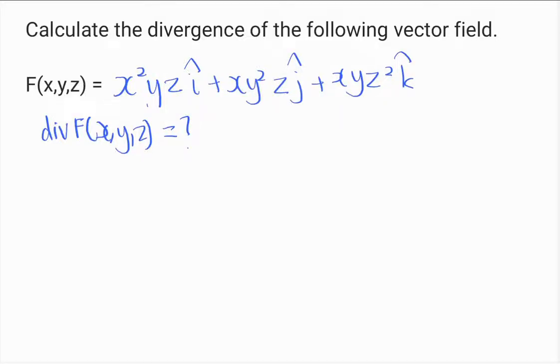Hi everyone, in this video we are going to learn how to calculate the divergence of the following vector field.